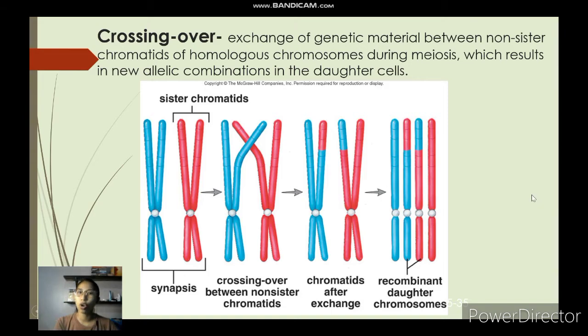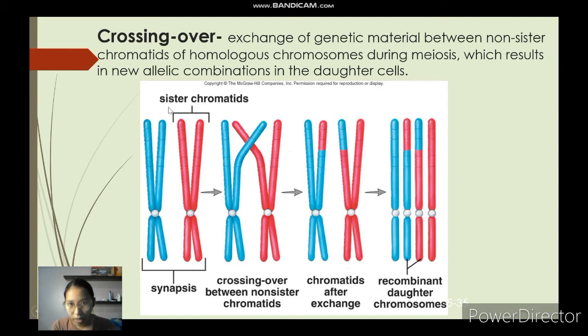Another unique characteristic of meiosis is what we call crossing over. In crossing over, there is an exchange of genetic material between non-sister chromatids of homologous chromosomes during meiosis, which results in new allelic combinations in the daughter cells. Do you understand? For example, this is one chromosome, and its counterpart is what we call its sister. So these two are sister chromatids. These two cannot cross over or exchange genetic material with each other.